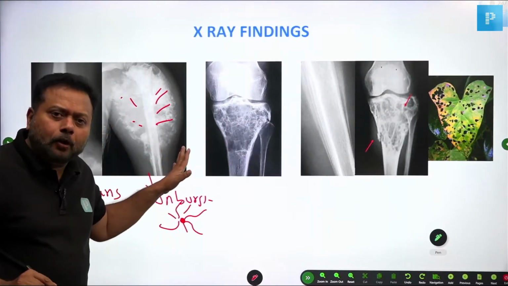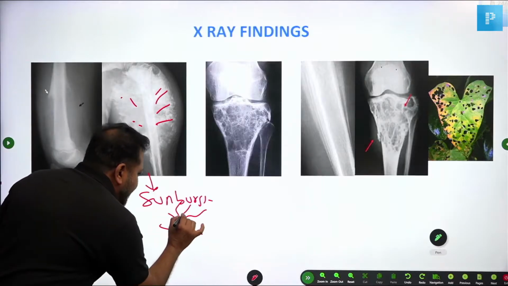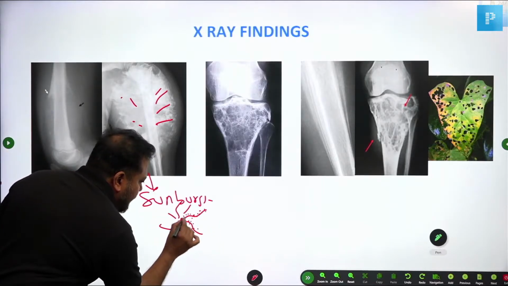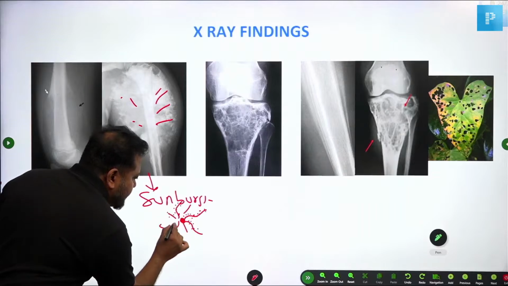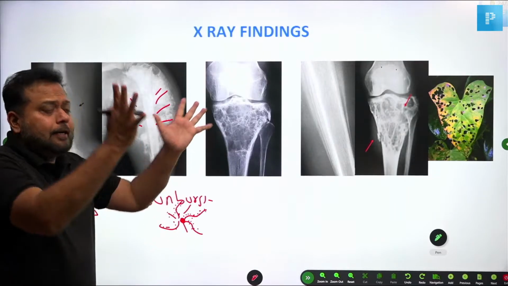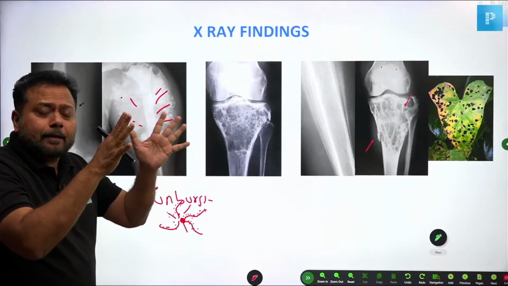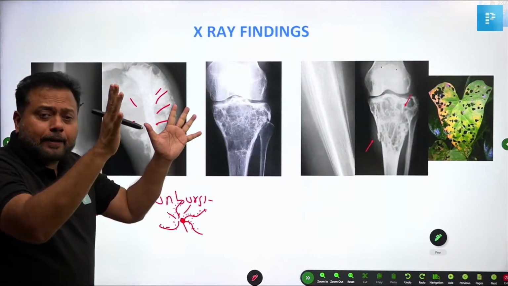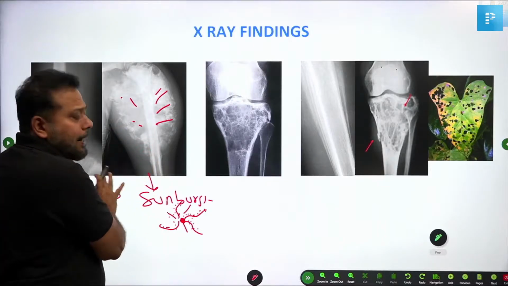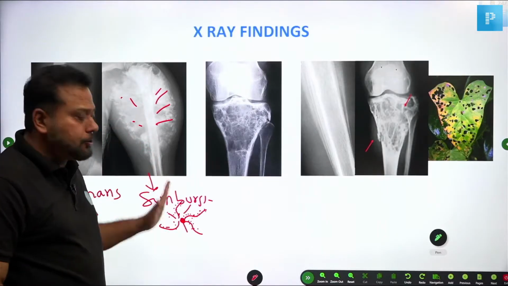What is happening in osteogenic sarcoma? Microcalcifications are happening along the vessel wall. The blood vessels surrounded by this microcalcification are seen as a sunburst or sun-ray appearance. This is the theory behind sun-ray appearance in osteogenic sarcoma.